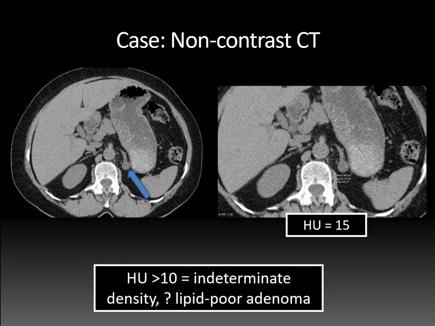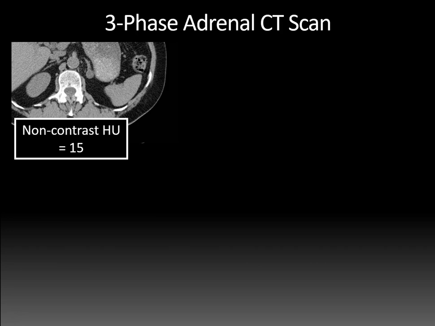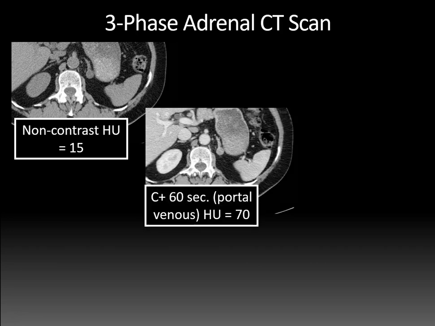That's more than 10, so this is not consistent with a lipid-rich adrenal adenoma, but could it be a lipid-poor adenoma? So we could then do a 3-phase adrenal CT scan. With that study, we'd start with a non-contrast CT. We'd inject intravenous contrast and then image the adrenal glands 60 to 90 seconds after the time of injection, and that would be the portal venous phase.